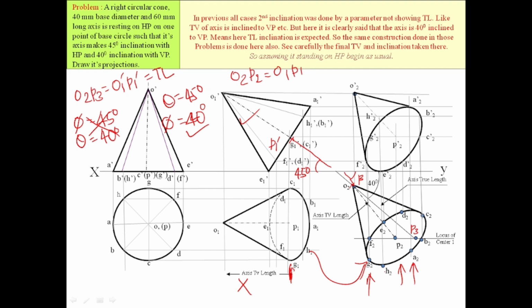Similarly, point H is also visible. That point is here. That point is also visible. G and H must be visible. That means the entire portion of the base must be visible. Then the entire ellipse must be in thick line. Finally, O2 dash P2 dash in chain line.